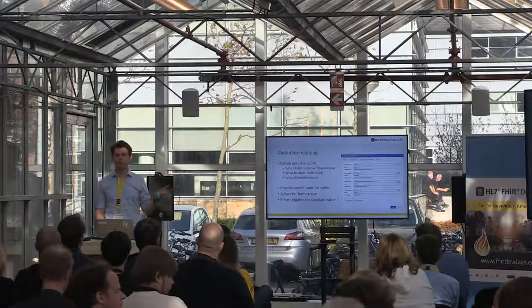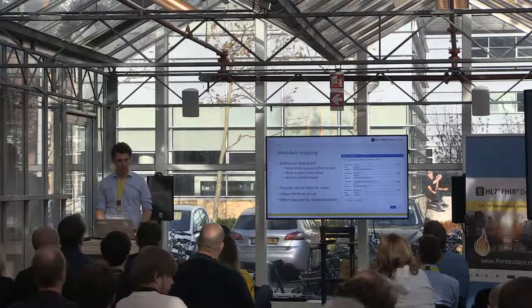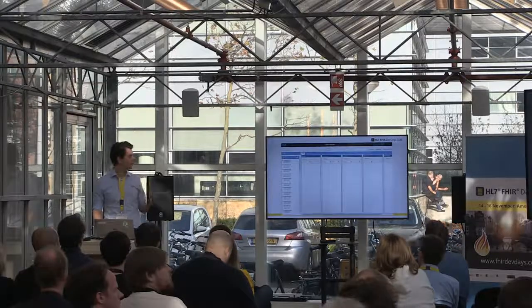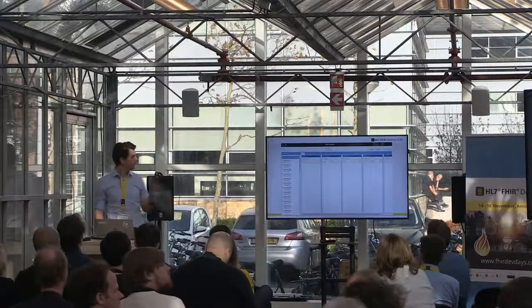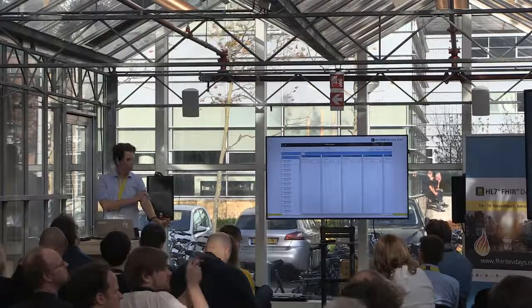But there may be several repetitions of this one measurement over the course of the study. So you still have to make a mapping. In here, you see an interface. On the left-hand side, you see an incoming FHIR message parsed. I hope it's visible.